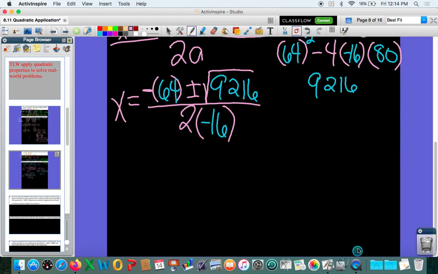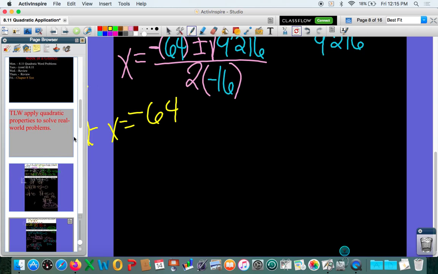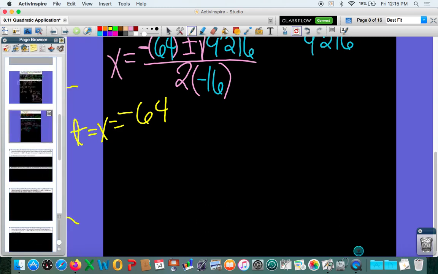I've run out of room, give me a second. So now I've got negative 64. Remember, t is equal to x, guys. Whoops, sorry. t, of course. t is equal to x. So I've got negative 64 plus or minus the square root of 9,216, all over negative 32.